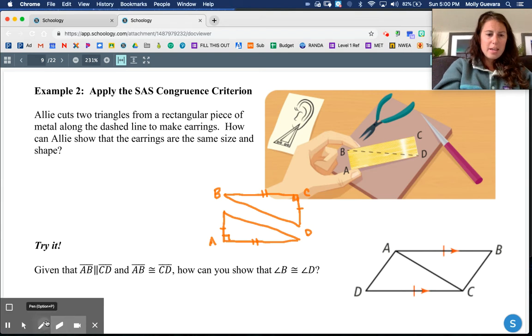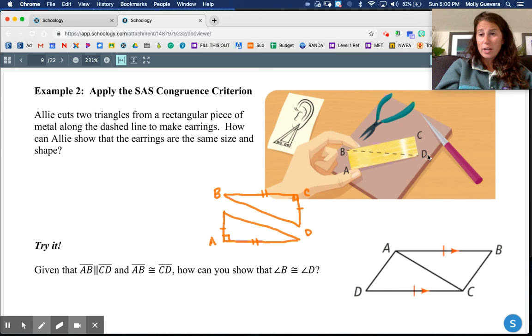And then also, do you see how line BD cuts this in half? Is line BD the same in both triangles? Hopefully we realize that it is, right? BD is the same length in this bottom triangle as it is in this top triangle because it's the same line. And so that is also something that I can say is equal. Okay, so looking at this, I have a lot of information.